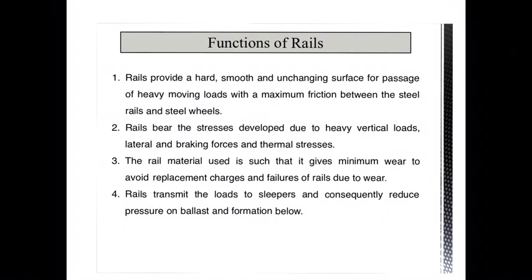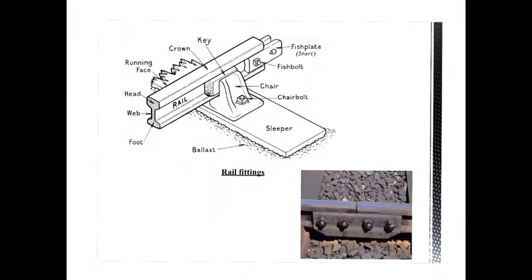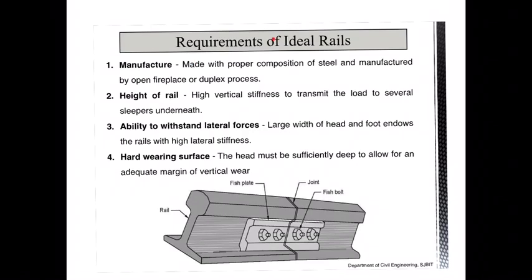And also the rail should efficiently transfer the loads to the sleepers below it. Ultimately the ballast will take it, and from the ballast the loads will be transferred to the formation below. So now, to serve all these functions we discussed so far, what are all the requirements of the rail section? Now we'll be discussing the ideal requirements of a rail section.